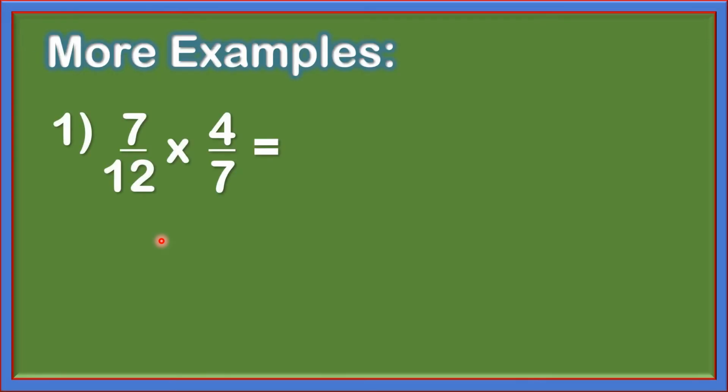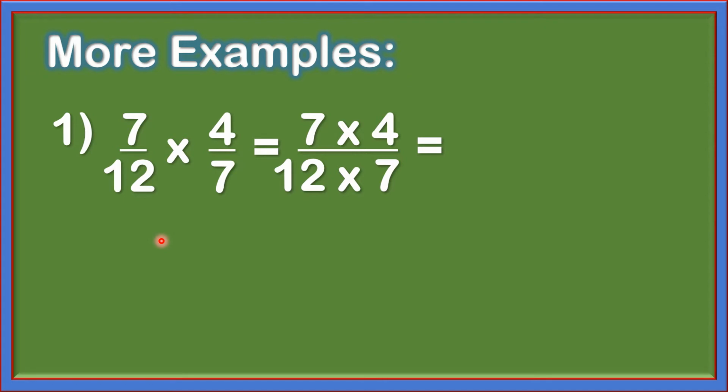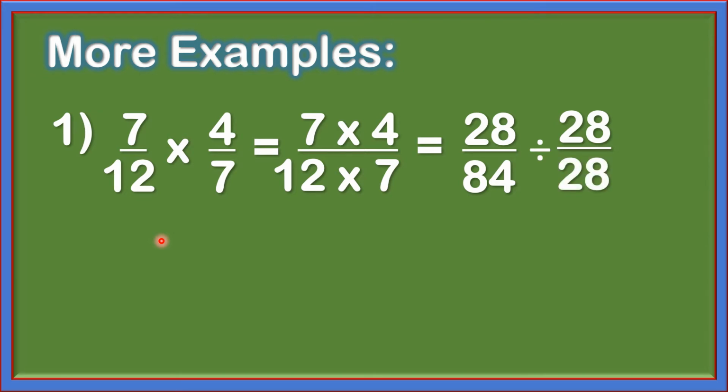Okay, take another example. More examples for number 1. 7/12 times 4/7. So, 7 times 4 at saka 12 times 7 equals, ang 7 times 4 is 28, while ang 12 times 7 is 84. Hindi pa siya reduced, so we have to reduce that by 28. Ang 28 divided by 28 is 1, at saka ang 84 divided by 28 is 3.